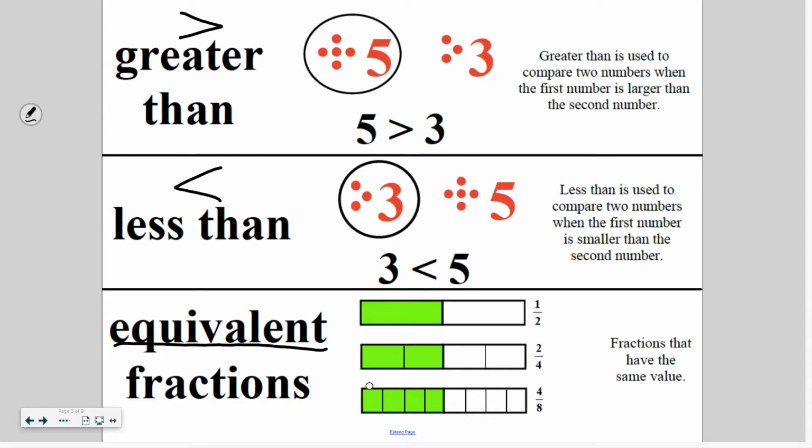For example, these models here, I have 1/2, 2/4, and 4/8. I can see that they all take up half of their fraction bar. They are equivalent fractions. 1/2, 2/4, and 4/8 are all equal to each other.